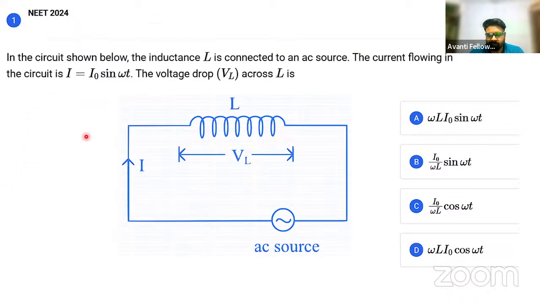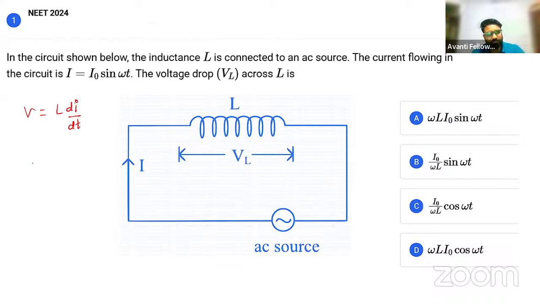Now, based on this question, let's try to solve this using the concept that we have seen in the previous slide. In the circuit shown below, the inductance L is connected to an AC source. The current flowing in the circuit is I equals I naught sine omega t. The voltage drop across L is? We know that the voltage drop in an inductive circuit is V equals L di by dt.